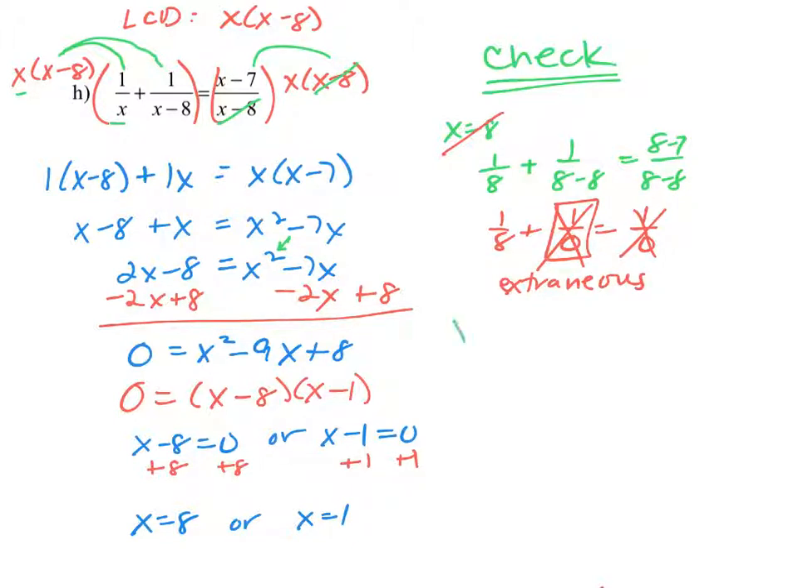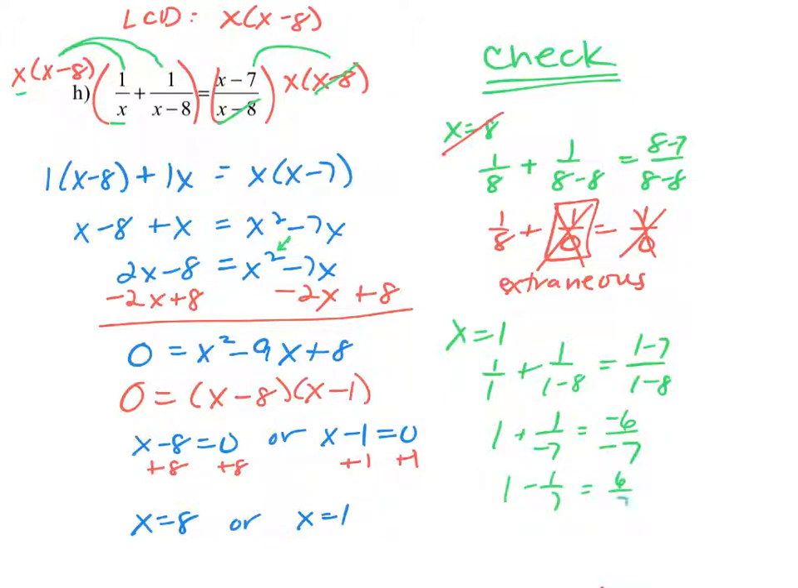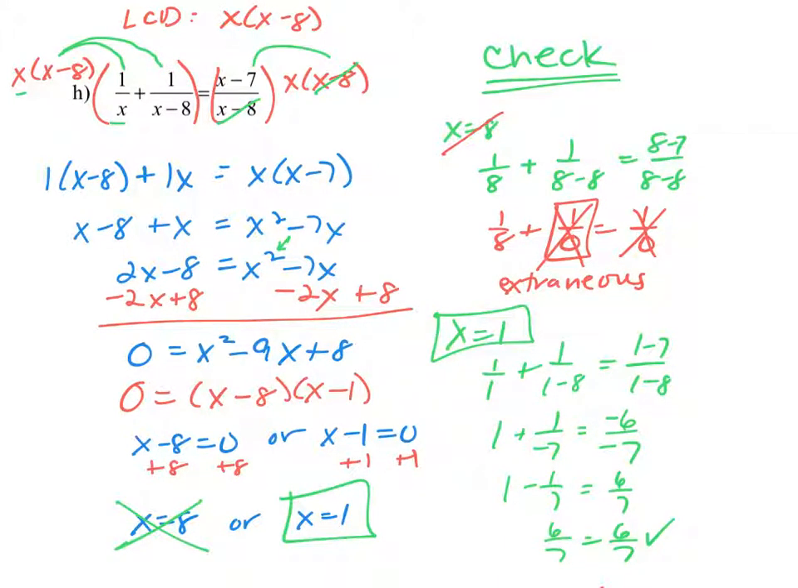So let's check x equals 1 by plugging it into the original equation. We get 1 over 1 plus 1 over 1 minus 8 equals 1 minus 7 over 1 minus 8. So simplify, we get 1 plus 1 over a negative 7 is equal to a negative 6 over a negative 7. So this is 1 minus 1/7 equals 6 over 7. 6 over 7 does equal 6 over 7, so we do have a solution. X equals 1 is a solution, but x equals 8 is not a solution to that rational equation.